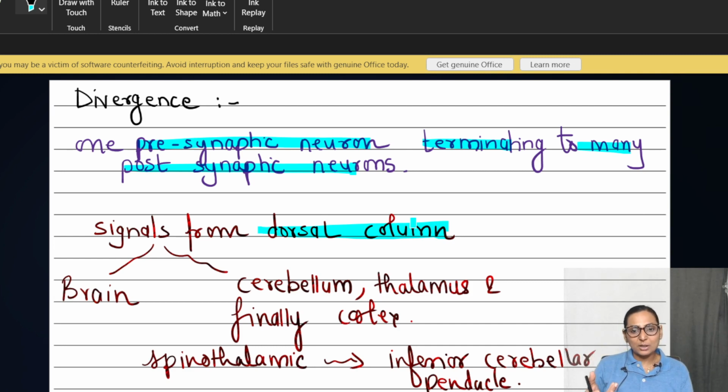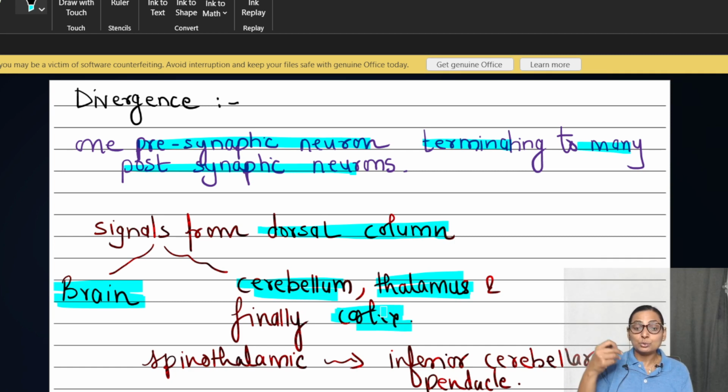The dorsal column, beginning all the way from the receptors, these pathways go up through the spinal cord, through the thalamus, and they relate to the brain, that is the sensory cortex. But they can diverge and go to the cerebellum, forming the spinocerebellar pathways, to the thalamus, and then finally to the cortex. So one single pathway is getting diverged into different areas.